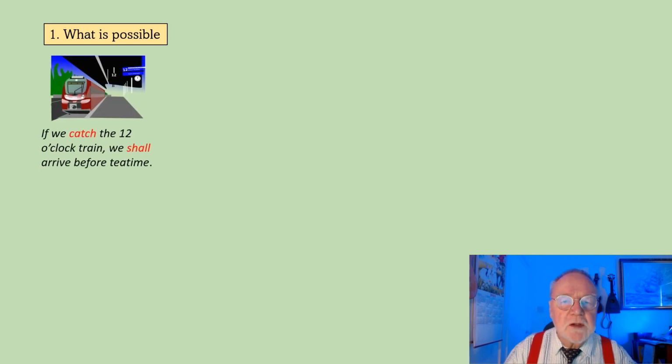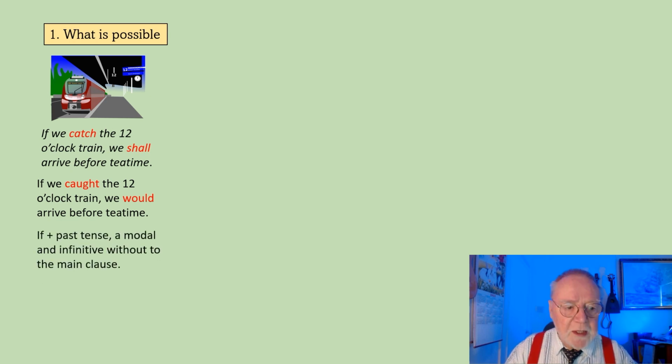And here I'm going to look at the first conditional. If we catch the 12 o'clock train, we shall arrive before tea time. Now that's a fairly strong possibility. But look at this second sentence. If we caught the 12 o'clock train, we would arrive before tea time. And that's the second conditional.